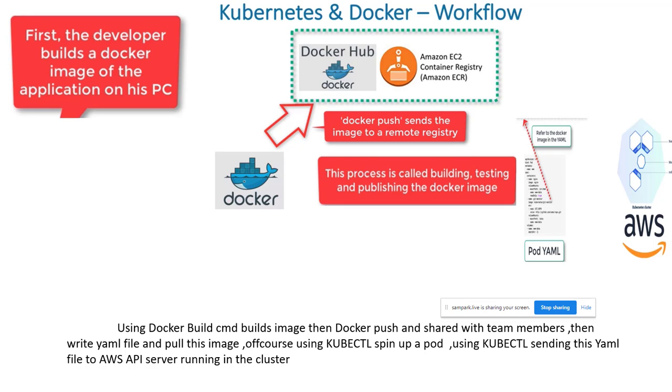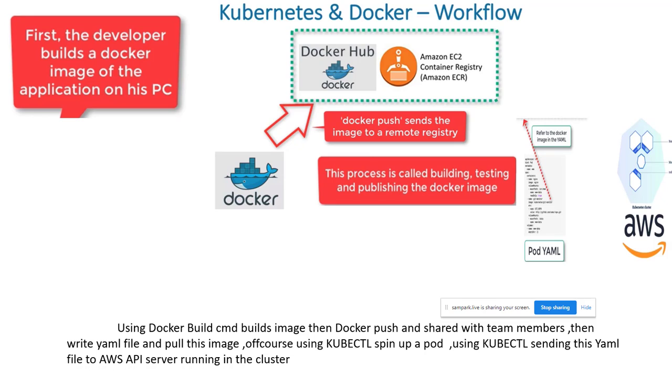First and foremost, as a developer, you build your application in C Sharp, Java, Python, whatever. Then you build a Docker image by using the Docker build command, on your local PC. It can be a Windows machine. You need not have any Linux machine; it can be a Windows machine as well.